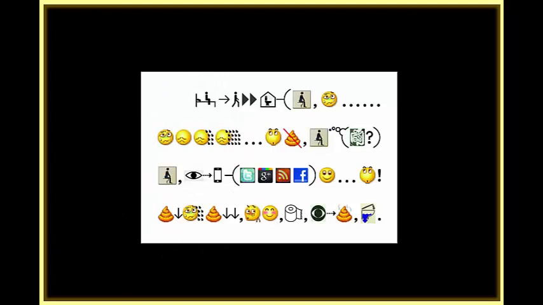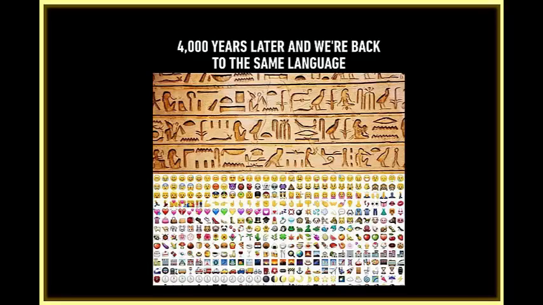Xu Bing spent 7 years gathering material, experimenting, revising and arranging thousands of pictograms to construct the narrative of the book from the ground up. The result is a readable story without words, an account of 24 hours in the life of Mr. Black, a typical urban white-collar worker. 4,000 years later, and we're back to the same language.